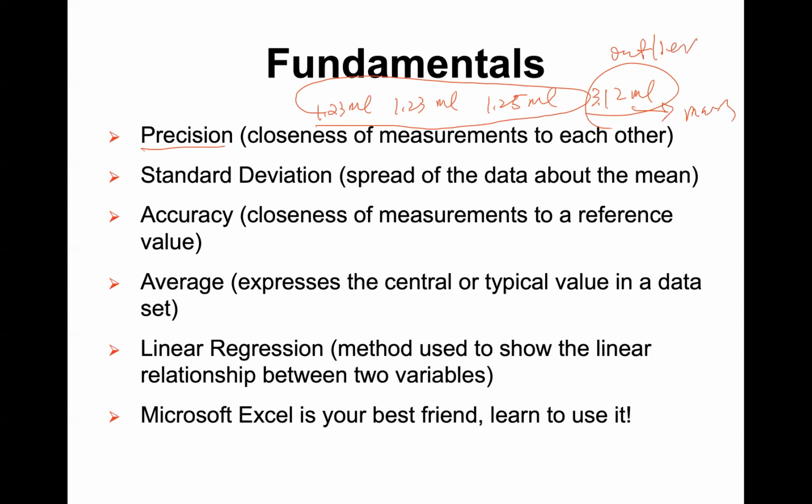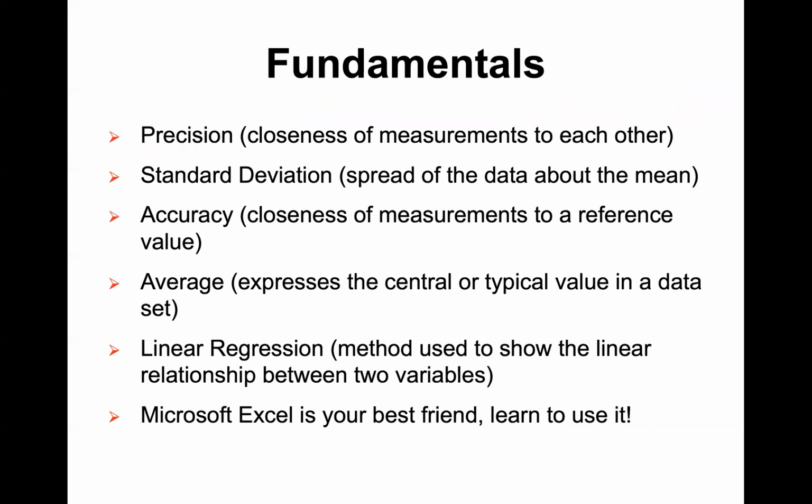So the second one, we look at the standard deviation. That means the whole spread of your data. Like in this case, you have the first three data. They are very close to each other. So we will say the standard deviation will be very small, but if we include this one together, then the standard deviation will be big, right? So that's why we will consider this as an outlier.